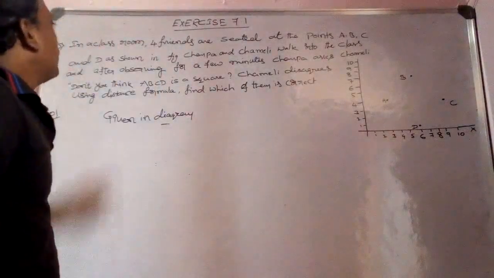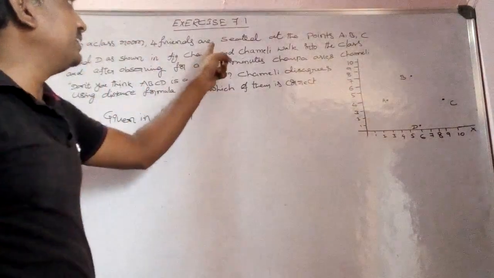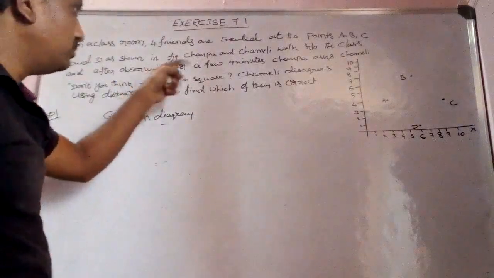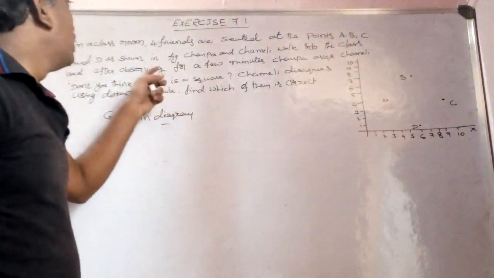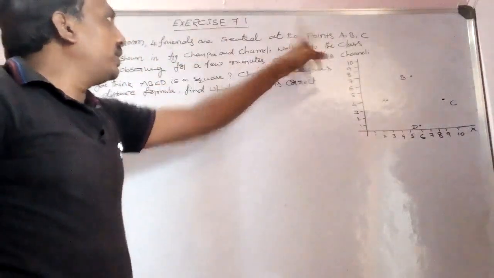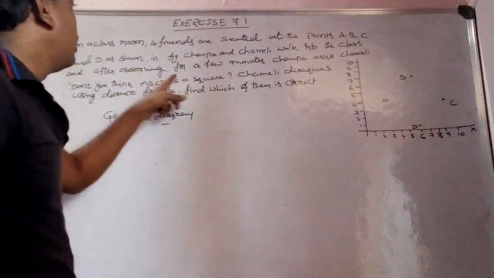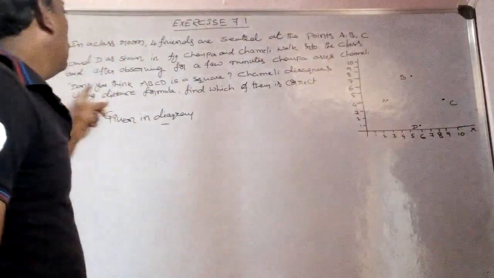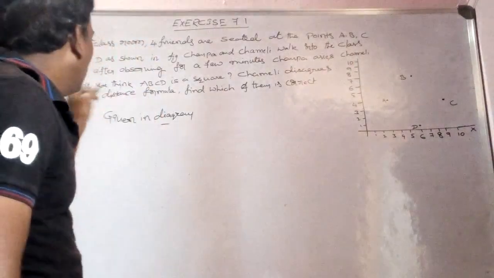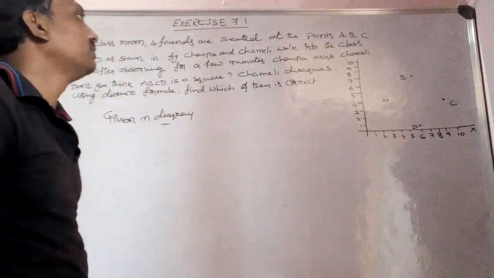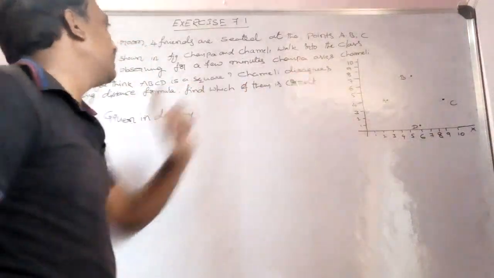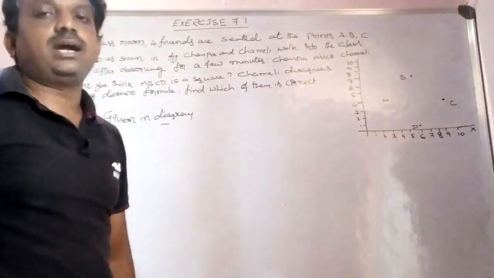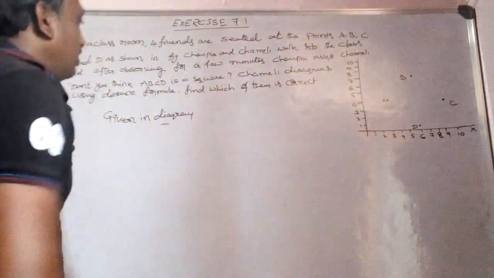In the fifth question, in a classroom, four friends are seated at the points A, B, C and D as shown in the given diagram. Champa and Chameli walk into the class and after observing for a few minutes, Champa asked Chameli, don't you think ABCD is a square? Chameli disagrees. Using the distance formula, find which of them is correct. So, which of them is correct?